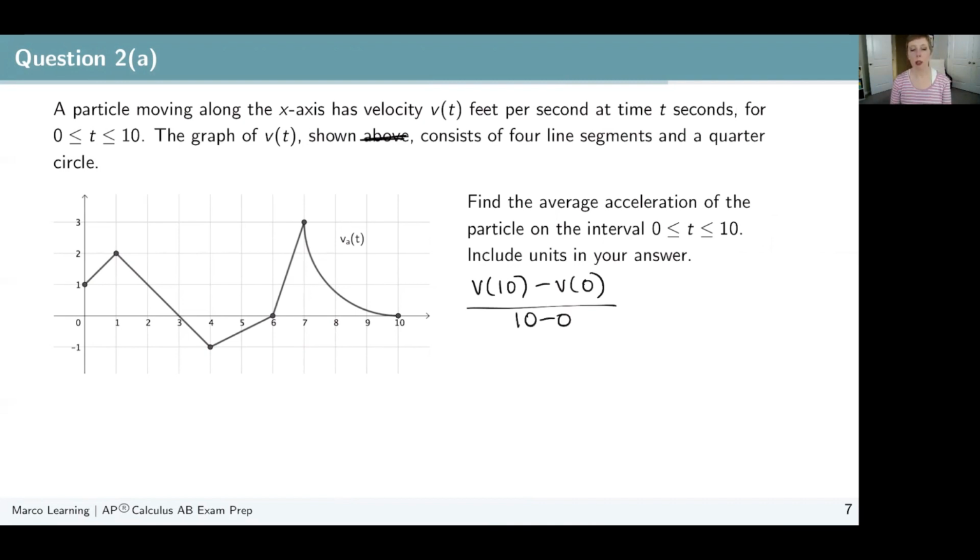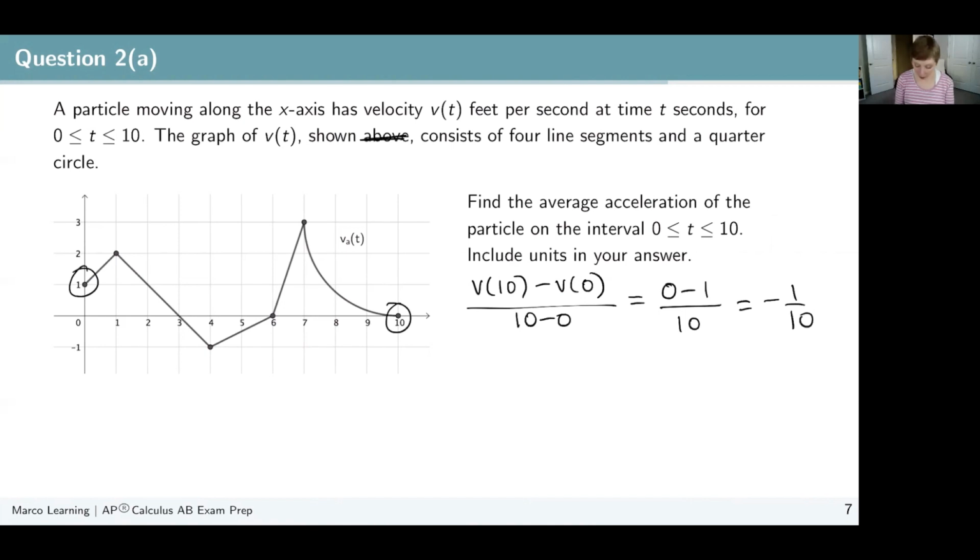So a common mistake that people make is to think that this equation that I wrote down is average velocity. That's not average velocity. That's average acceleration. It's the change in velocity over the change in time. And these values, since we have the velocity graph, we can read right from the graph. V of 10 is equal to 0. V of 0 is equal to 1. And 10 minus 0 is equal to 10. So negative 1 over 10.